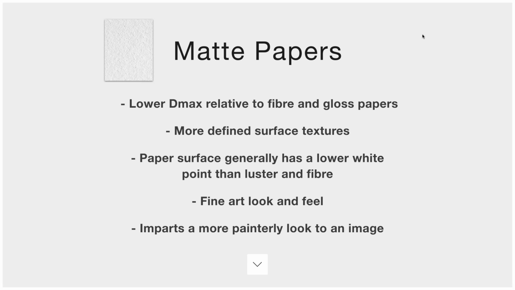That's especially the case with Canson papers because Canson doesn't use any optical brighteners in their matte papers. And so the paper is going to appear to be not as white as, let's say, a fiber or a luster paper. That doesn't mean it's warmer. It's still neutral. It's just not as white. Matte papers also have a really nice fine art look and feel, and they impart a more painterly look to an image. Now, for many, the painterly look is what matte papers are all about. That distinctive look that softens shadows, it adds textural detail. It feels great to hold in your hand.